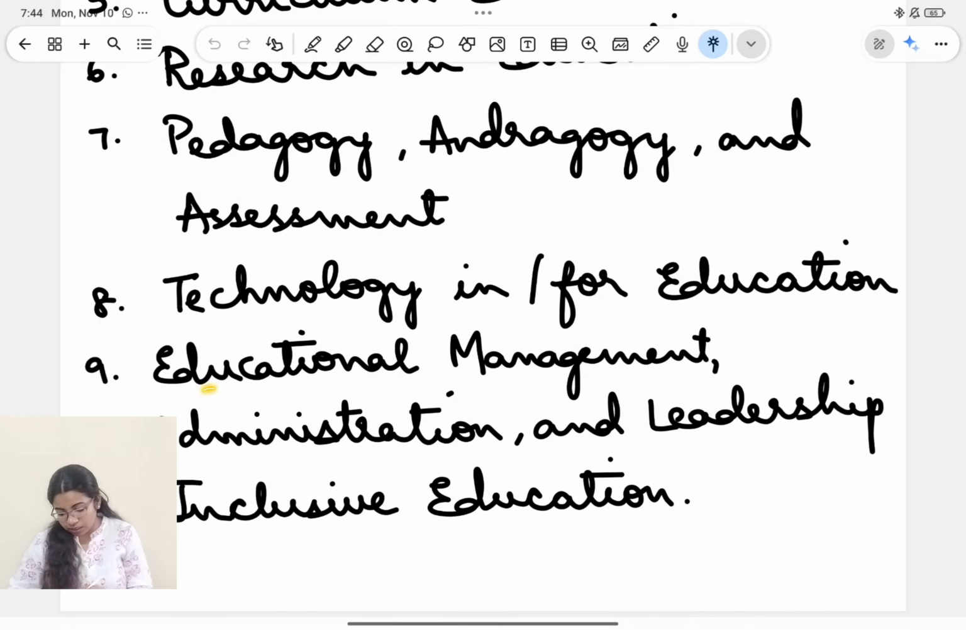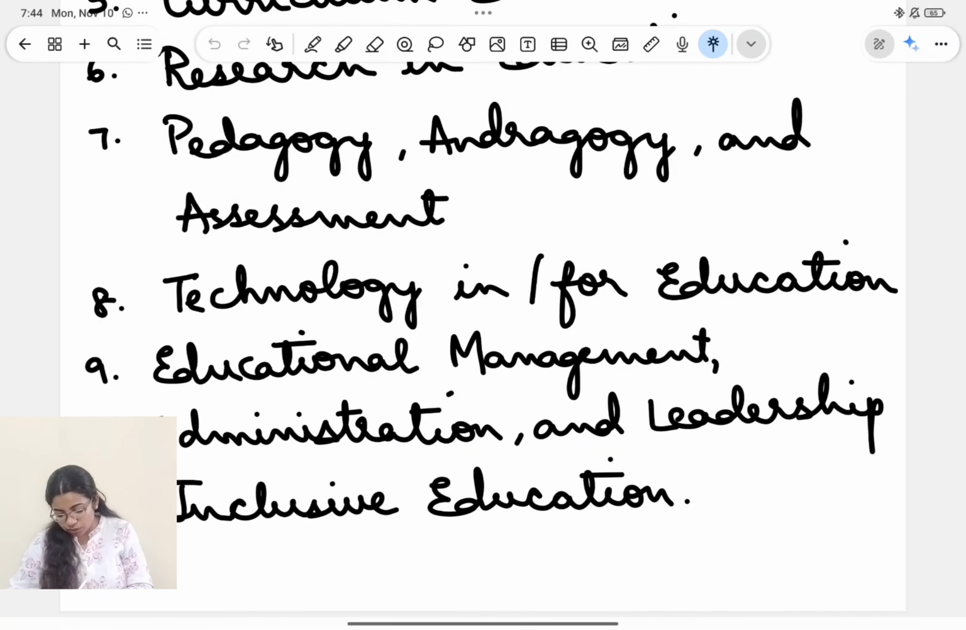Then coming to unit number 9, it is educational management, administration and leadership. Here you will be asked about the principles and functions of management and administration. Then what are the leadership theories and models involved? What is the quality in education? What is TQM, Six Sigma, NAAC, QCI, all of these. Then also change management and cost benefit analysis in education.